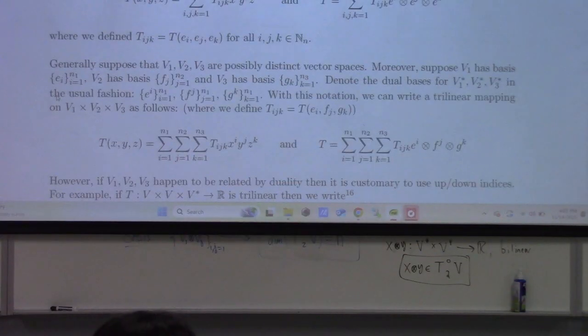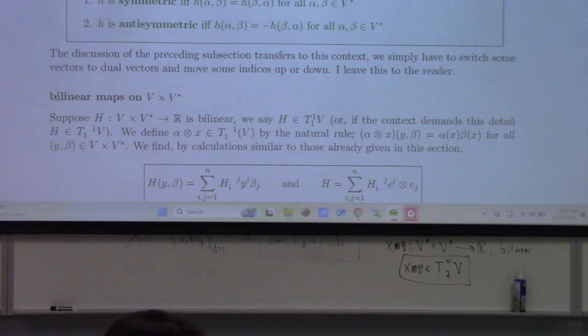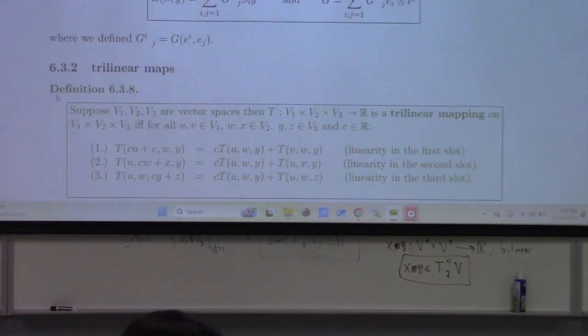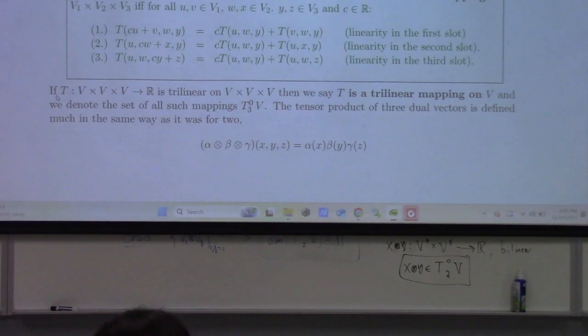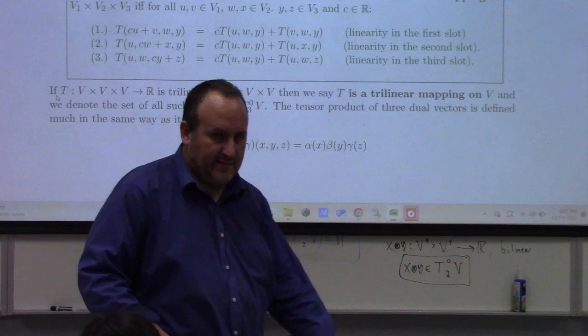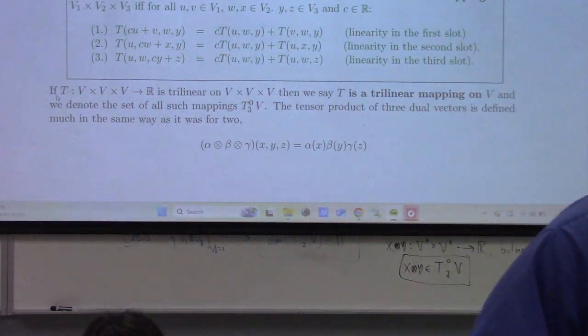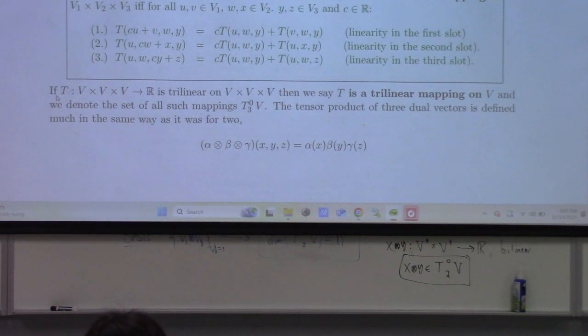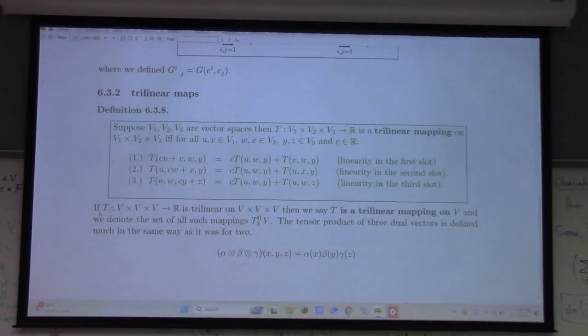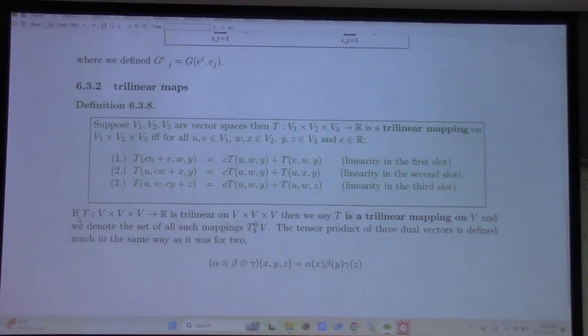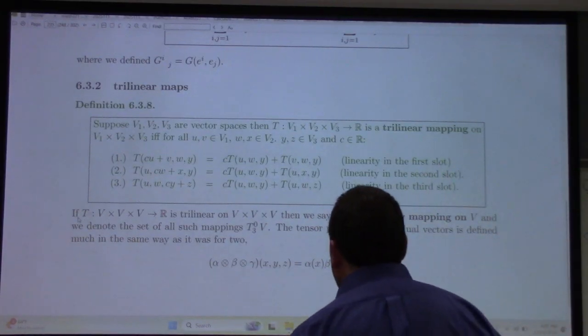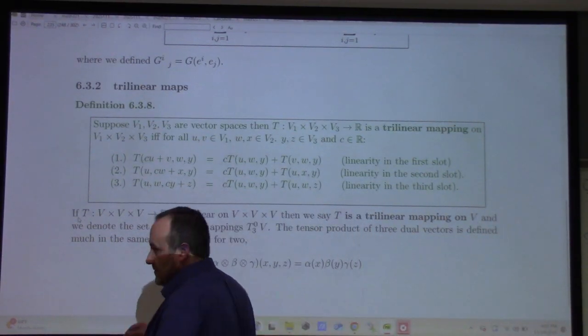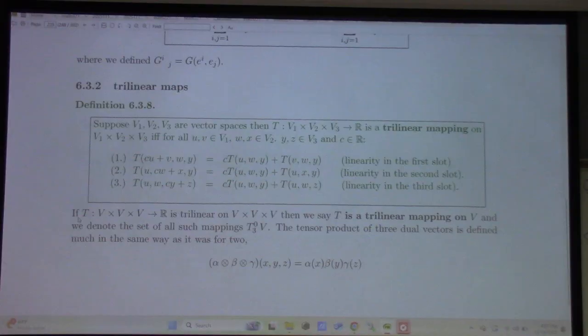All right, my apologies about the ambiguity in terms of the label of the space. Anyway. All right, so trilinear maps. It's just what it sounds like. Linear in each spot, right?